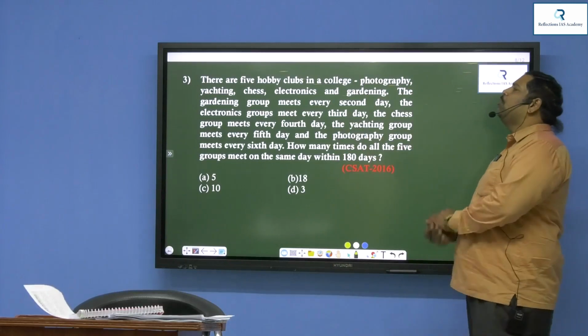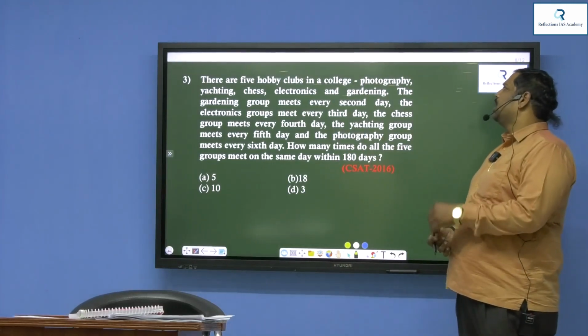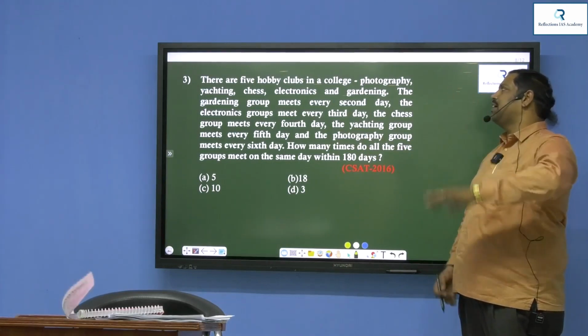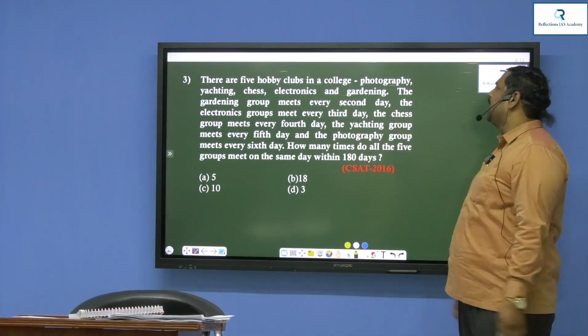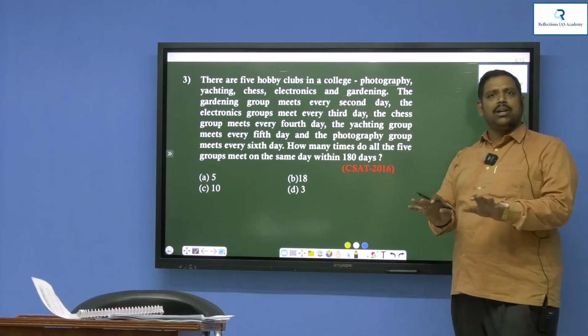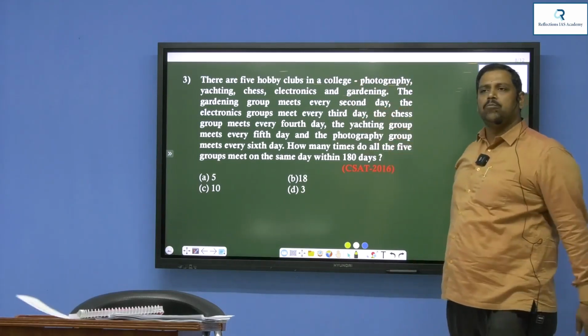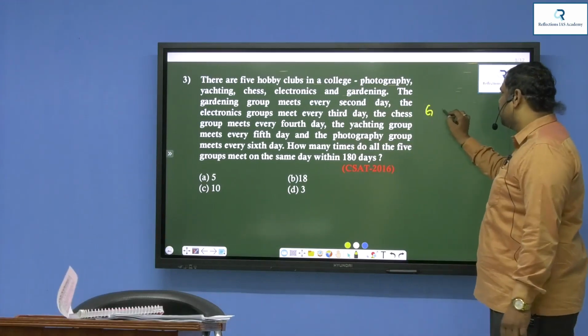There are 5 hobby clubs in a college: photography, hatching, chess, electronics and gardening. Don't ask me what is meant by hatching, I don't know. Okay, it's a hobby, that's it. The gardening group meets every second day. That is the important point.